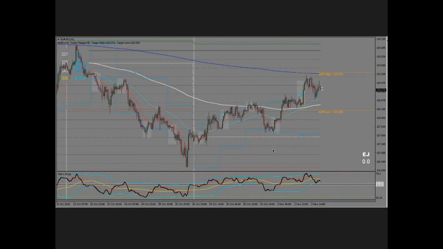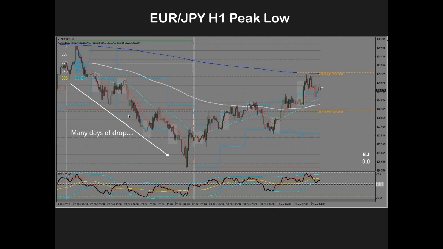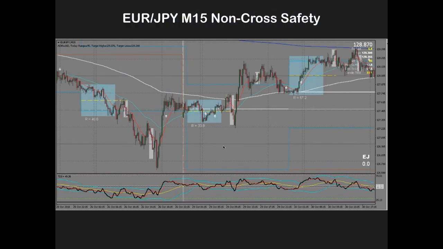Okay, this one is EJ. All right, so once again, many days of drop. Okay, many days of drop here, inducement phase into the trap phase. Okay, multi-day W pattern. Again, another half a bat pattern. All right, and then we're going to look for our shift on the M15 and the safety trade. Okay, so this is the M15 chart.